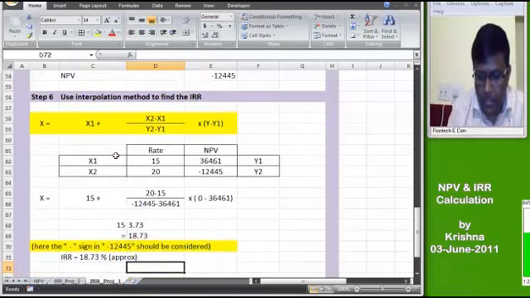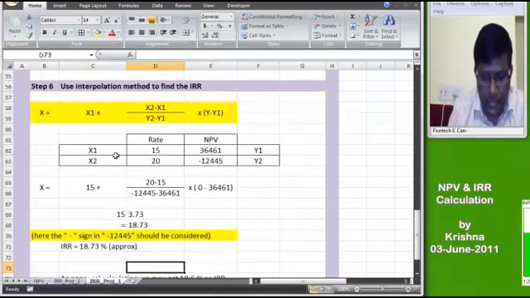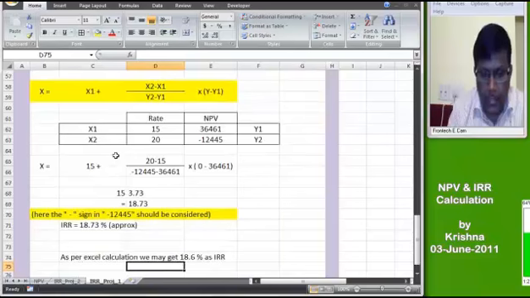So for project 1, the IRR is 18.73. I have calculated the same in an Excel sheet, and it comes to around 18.6%. So approximately it is 18.73 using these 6 steps we have identified.